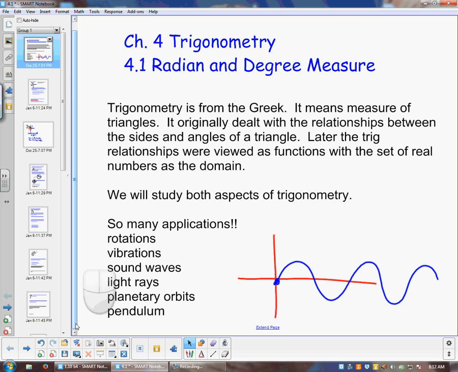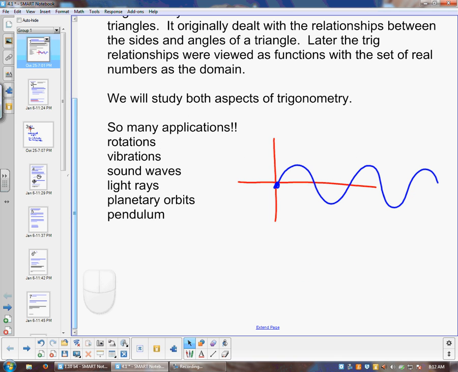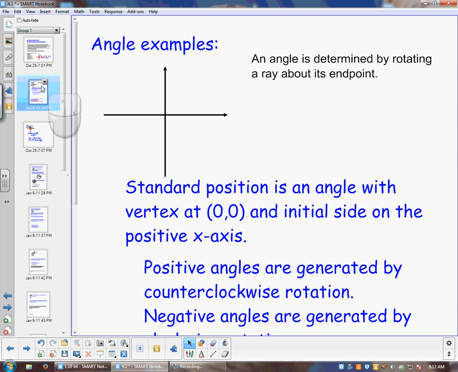And there's so many awesome applications for trigonometry. There's rotations, vibrations, sound waves, light rays, planetary orbits, pendulums, and we're going to be studying the graphs of a trig function, like here's the graph of the sine function. Looks like that, just goes on oscillating forever and ever.